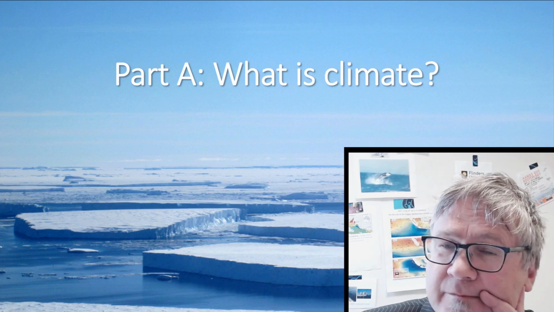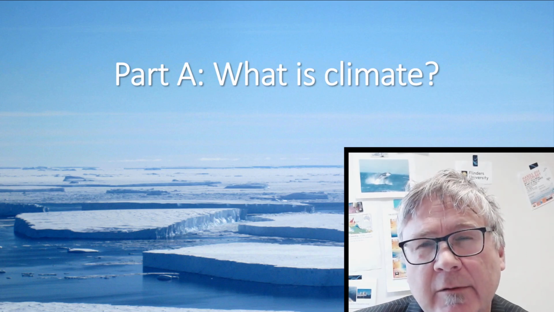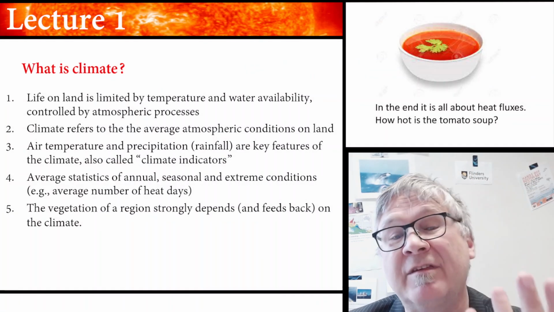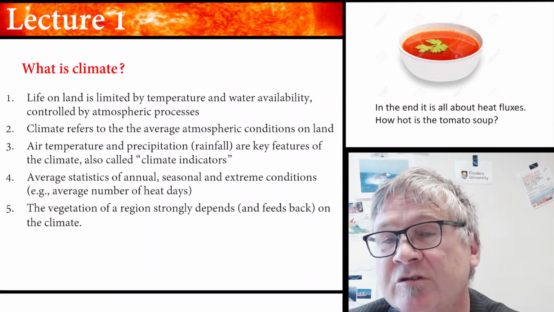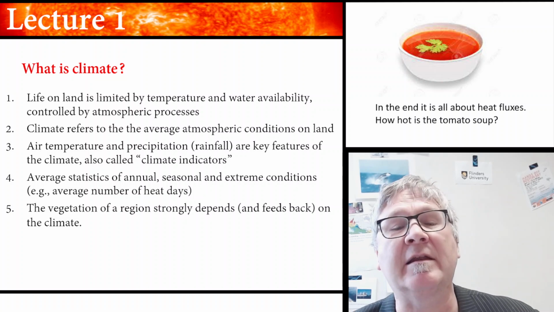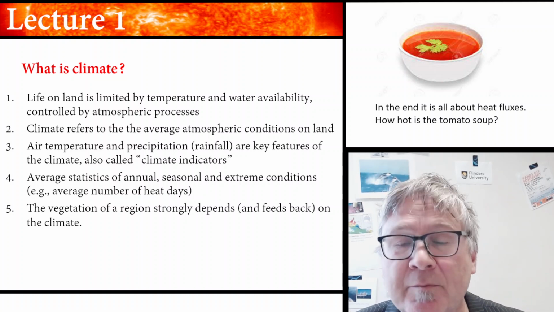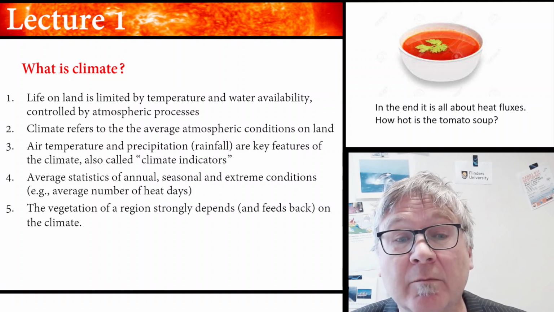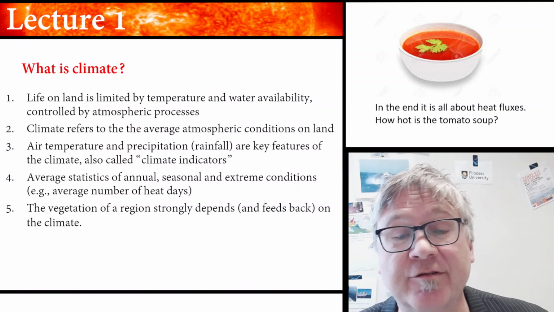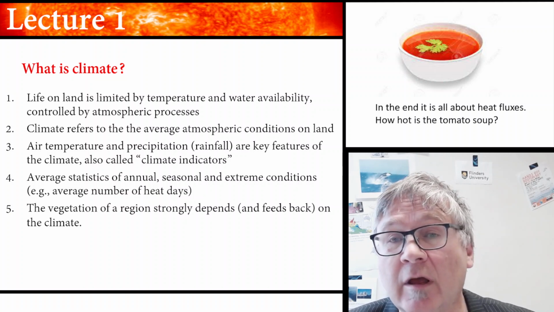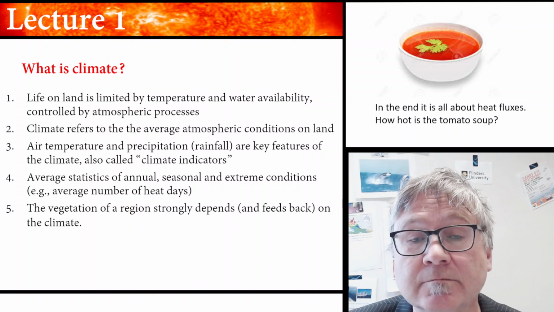Part A. What is climate? So what do you think is climate? What we think about first is what actually controls life on land. If you think about it, it becomes clear that life on land is limited by temperature and water availability. Both are controlled by atmospheric processes. There's no life if it's too hot, there's no life if it's too cold, and there's no life if there's no water.